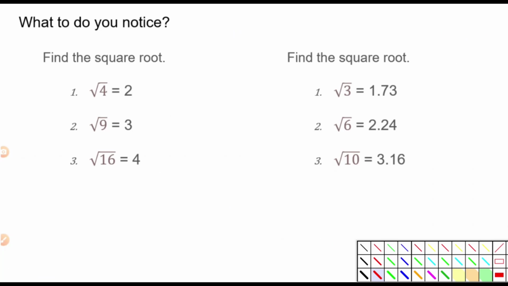Let's take a look real quick at these 2 sets of problems. So the first problem says, what do you notice? What do you guys notice when you look at this? On the left side, it says find the square root. On the right side, it says find the square root. On the left side, it says square root of 4, square root of 9, square root of 16. On the right side, it says square root of 3, 6, and 10. The first thing most of my students notice, because they don't like decimals, is no decimals. That's what they would say. And these are decimal numbers.